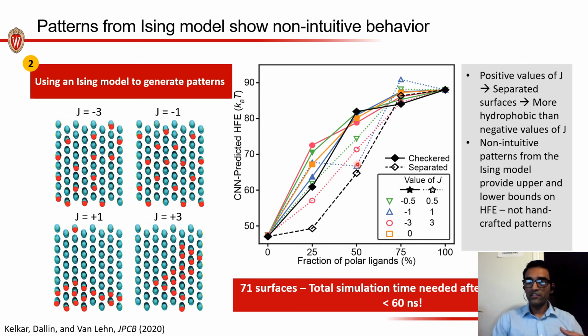And all of these surfaces, so there are 71 total surfaces that have gone into making this plot, and the total simulation time needed for this was less than 60 nanoseconds, which is what, say, one INDUS simulation would take. So this method is extremely fast.